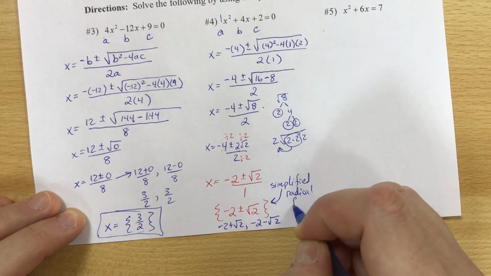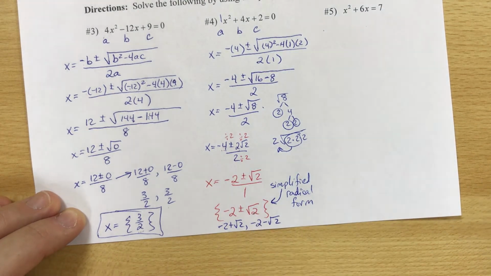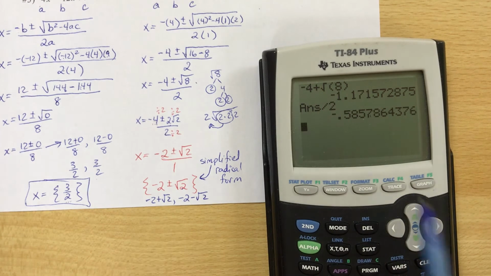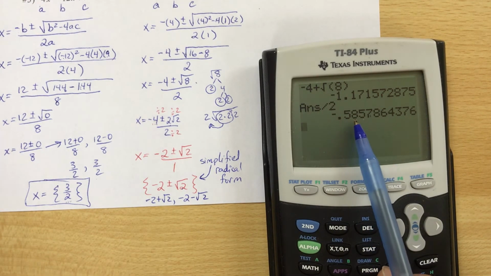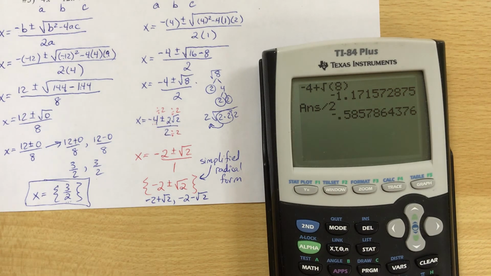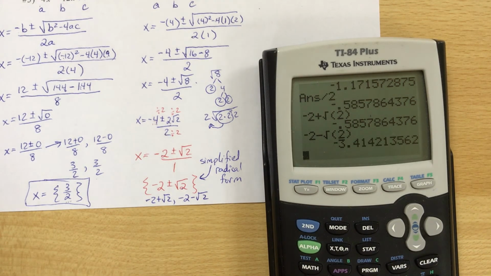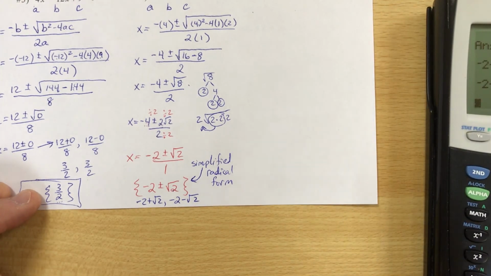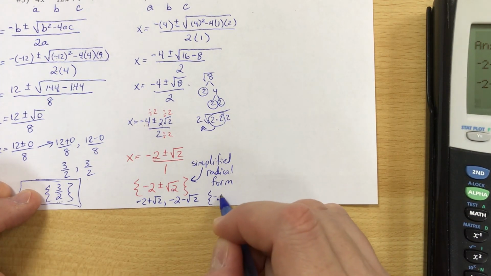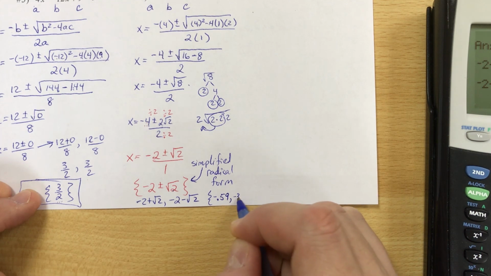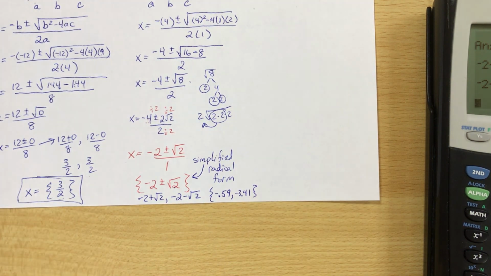You can leave it as a radical, and the reason you might do that is because this is exact. But if I find decimal values, one decimal is negative 0.58, and so on. If I do negative 2 plus square root 2, there's that answer. If I do negative 2 minus square root of 2, I would get negative 3.4. So it's not wrong to write the decimals, but I like to leave it in simplified radical form. You could also say the answer, rounding to the hundredths, negative 0.59, negative 3.41. And that is the end of part 1.